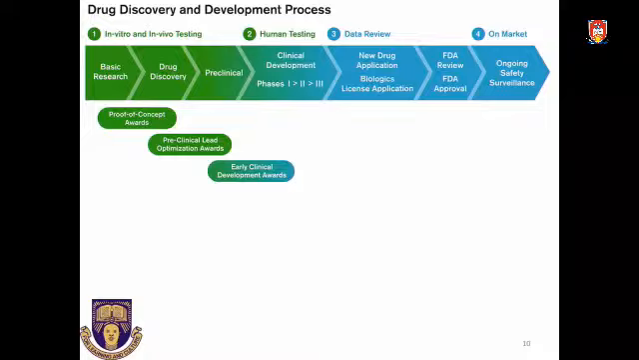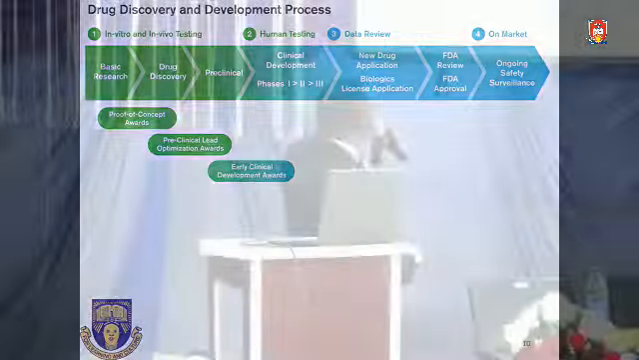Professor Nia is a toxicologist, so I'm sure he too can give us some understanding. So basically, the compound must go through all of these phases to be able to get to what we call a drug that is approved to be on the market.